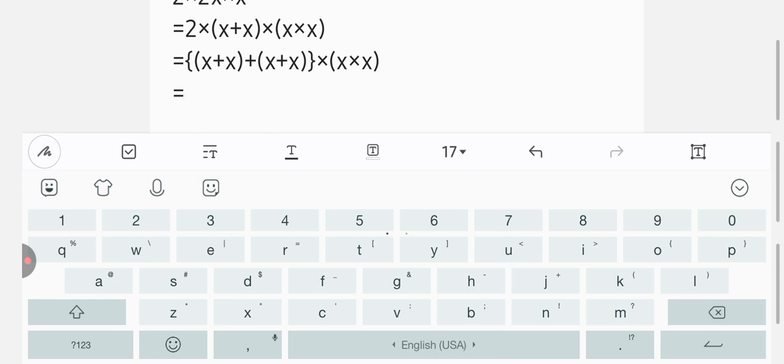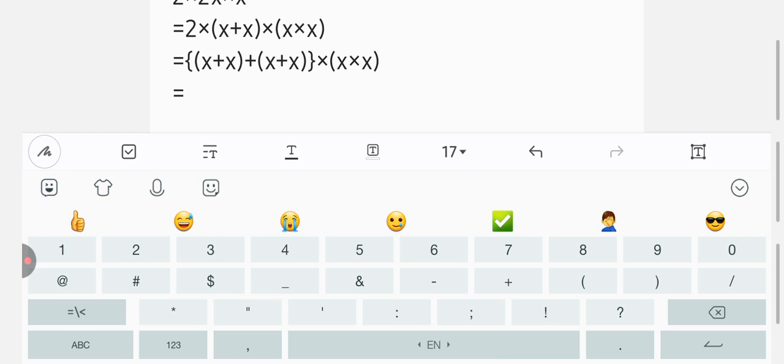Whatever it is, suppose you have 3 times 2 times 4. Every single multiplication gets distributed over addition. Okay, let's do it now.